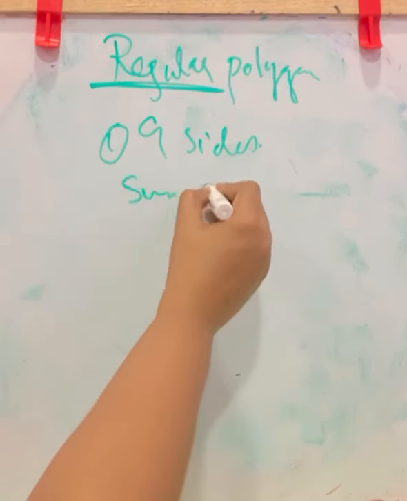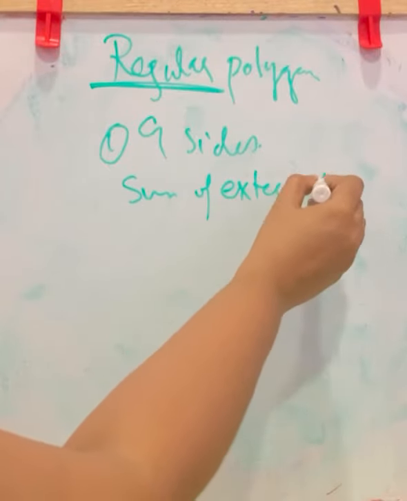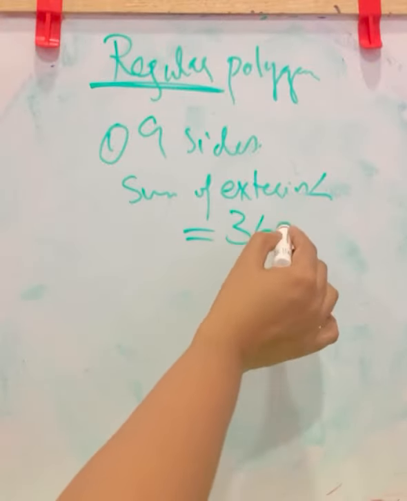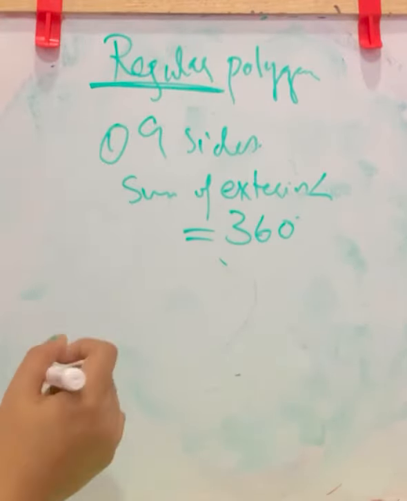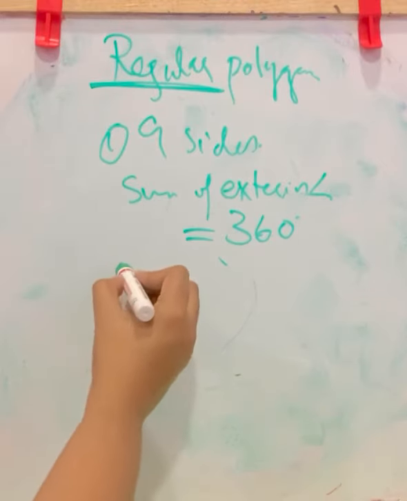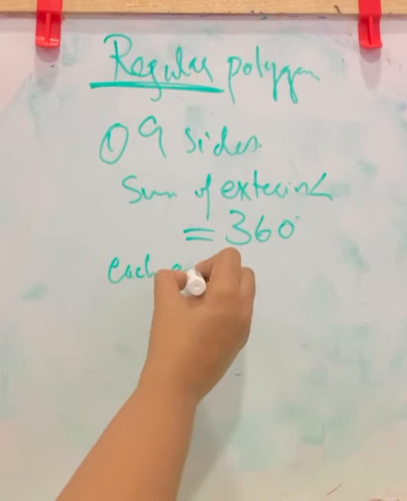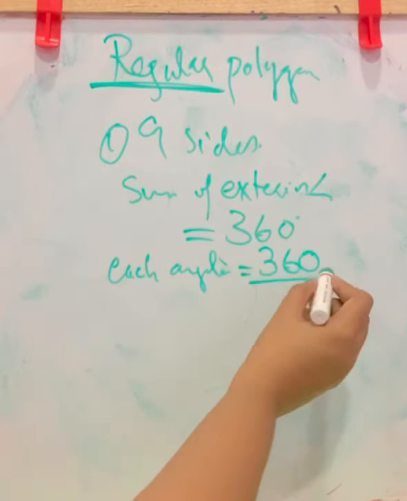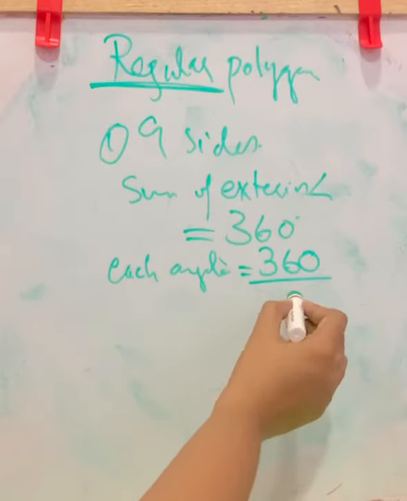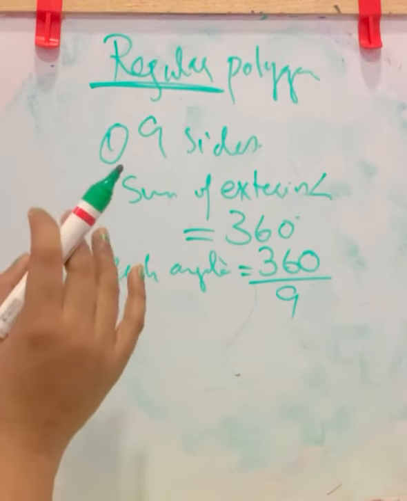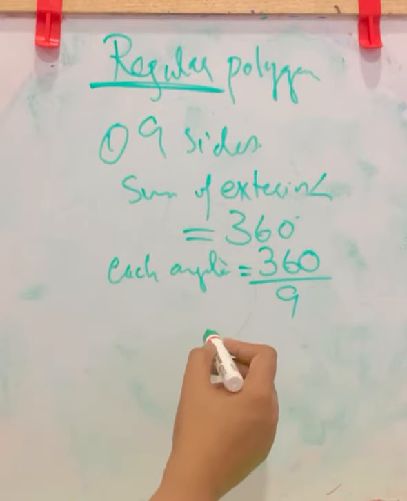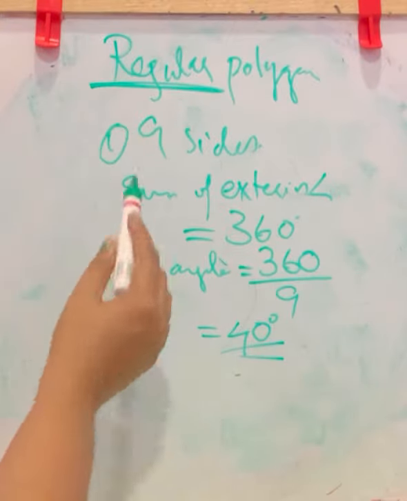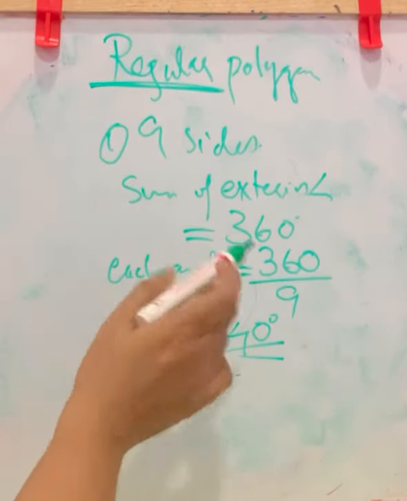We know the sum of exterior angles of any polygon is 360. This is the sum, and you have to find each angle. Number of sides is given, so you can say 360 is the sum, divided by the number of sides, that is 9, and we will get each exterior angle. 360 by 9 is 40. So for a 9-sided regular polygon, each exterior angle will be 40.